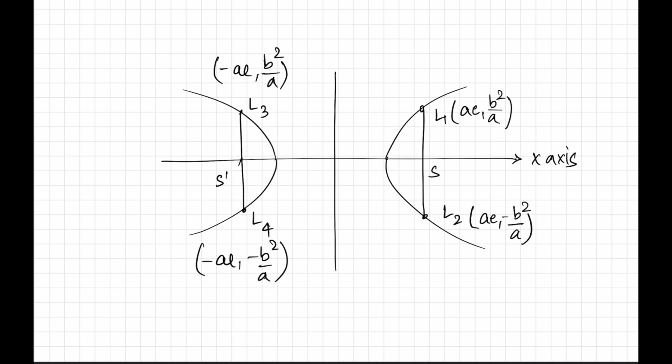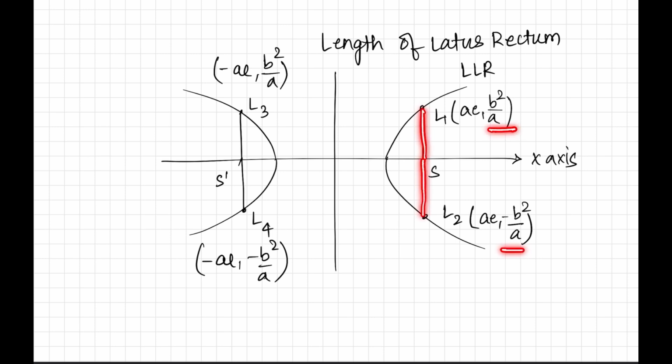And that brings us to another important point, which is the length of the latus rectum. We will denote it in short form as LLR. If this distance is b square by a and this is also b square by a, the total distance is equal to 2b square by a. And this result is the same in the case of an ellipse also. That is a very important result which is useful in many questions, so you must always try to remember this.